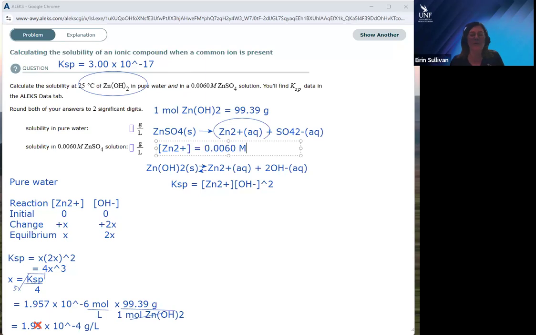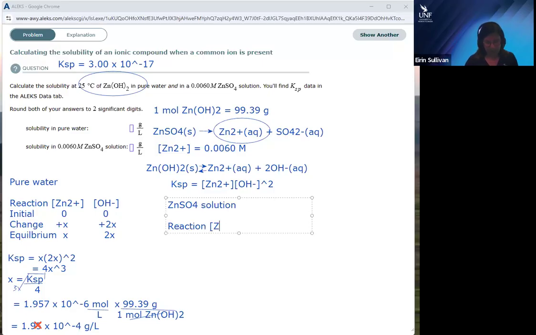So do be careful with stoichiometry on these kind of questions, right? If it yielded 2 moles of zinc ions for every 1 mole of compound that dissolves, you'd have to adjust that starting concentration. So now if we are in the zinc sulfate solution, we just have to adjust our ICE table very slightly, that being that the initial concentration of zinc is now non-zero. But we are going to go ahead and do the x is small approximation, so the math isn't going to be as hard as you think.